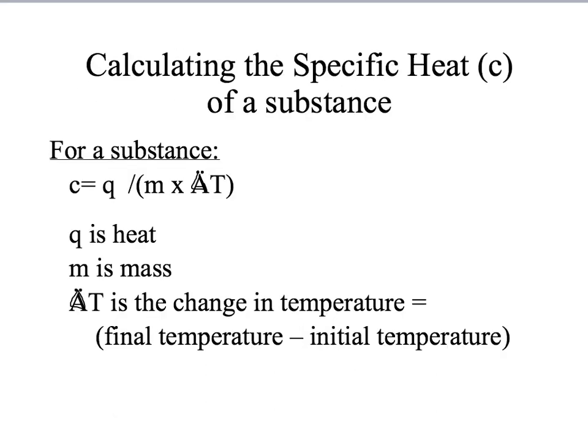We can calculate the specific heat of a substance by using the formula C equals Q divided by M times delta T. Let's look at what these variables are. Q is heat, M is mass, delta T is the change in temperature. So to find the change in temperature, we take the final temperature of the substance and subtract the initial temperature from it. And that will give us our change in temperature. And then C is specific heat.